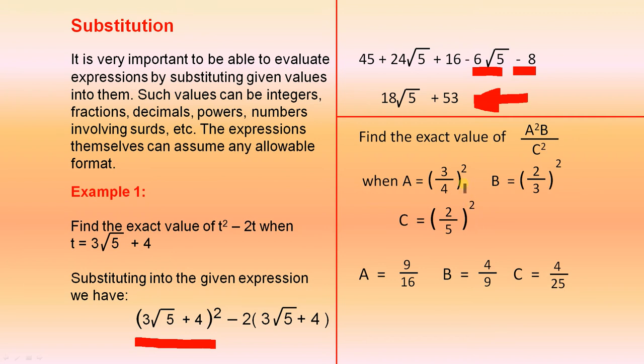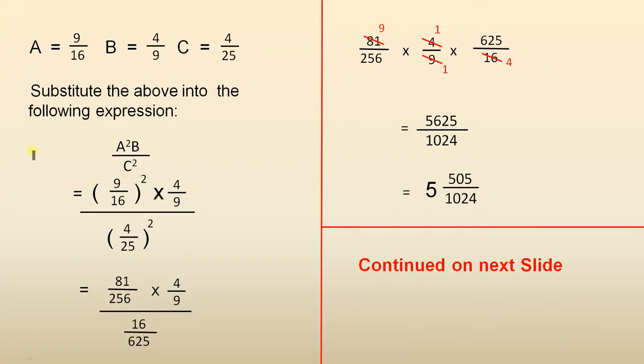So let's simplify each of these values. A is really 9 on 16, that's 3 over 4 all squared. B is really 4 over 9, which is 2 over 3 all squared. And c is 4 over 25, which is 2 over 5 all squared. So I've repeated those values here that we've just worked out. And this was the expression we were given originally.